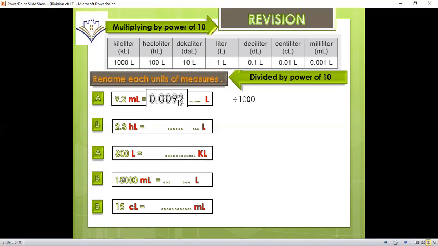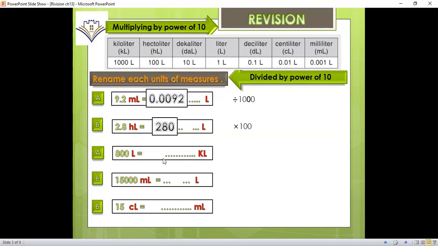2.8 hectoliter equals dots liter. From this, hectoliter. Where is liter then? 1, 2. Yes, 1, 2. Move how many places? 2. Then multiply by 100. Then 2.8 multiply 100. Move the decimal point 2 places. 1 and then another 0. Then the answer is 280.